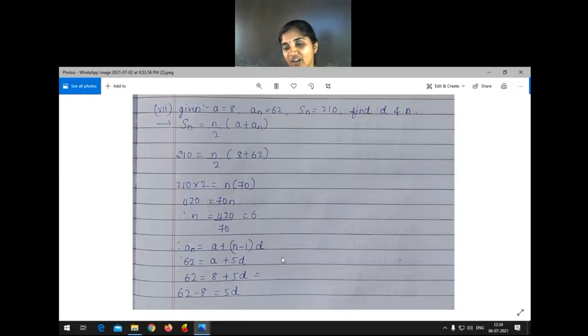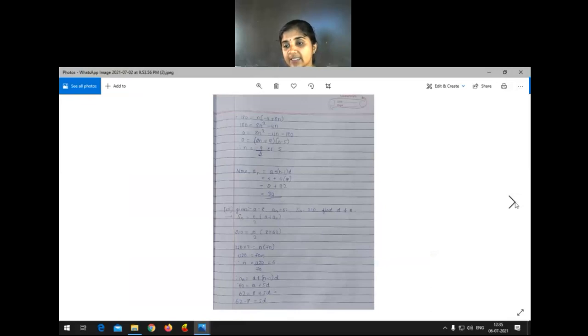Now we have to calculate d. To find d, the easy relationship is an is equal to a plus n minus 1 into d. We got n, we got a, we got an. Finding d is easy, isn't it? So we use an is equal to a plus n minus 1 into d. The an value is 62, a is 8, then n is 6 minus 1, that is 5d. Then 62 is equal to 8 plus 5d. Transfer this 8 to this side. Then 62 minus 8 is equal to 5d.